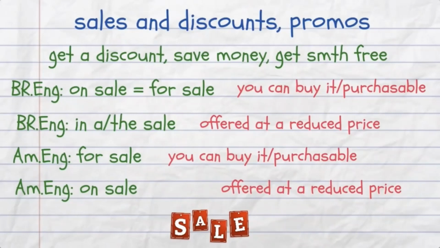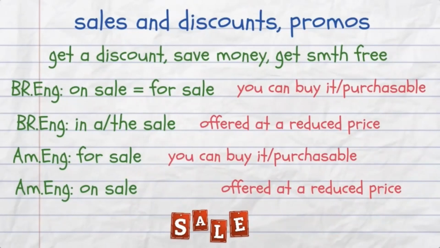But in American English, if someone is selling something and that thing becomes purchasable, you can use only the phrase for sale. The combination on sale is not used with that meaning. But when the goods are offered at a reduced price, for example, in a shop, they are on sale. So you can use this phrase only in this meaning.